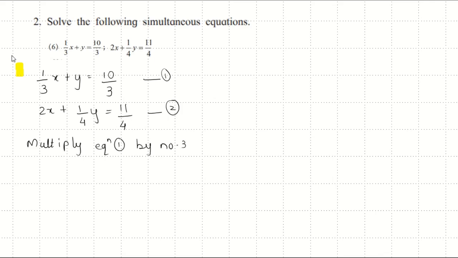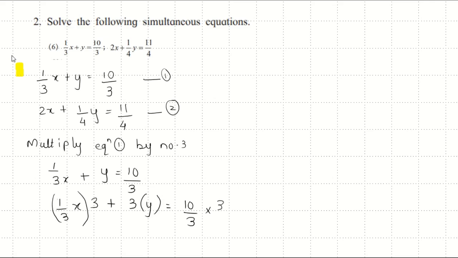So the first equation is 1 upon 3 x plus y is equal to 10 upon 3. Multiply this by 3. So 1 upon 3 x into 3 plus y into 3 is equal to 10 upon 3 into 3. Solving it further, we will get 3x upon 3 plus 3y is equal to 10 into 3 is 30 upon 3.